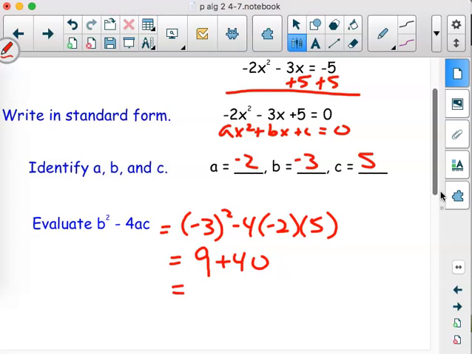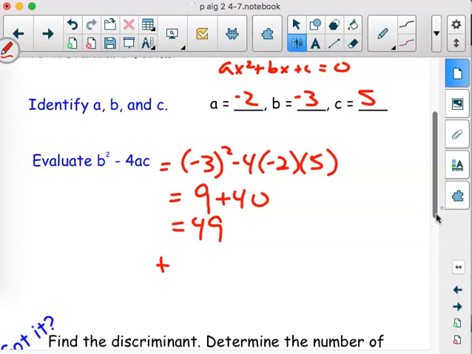9 plus 40 is 49. Now I can answer the question. So I think, is that positive? Is it 0 or is it negative? Well, it's positive. And if it's positive, you get 2 real solutions.